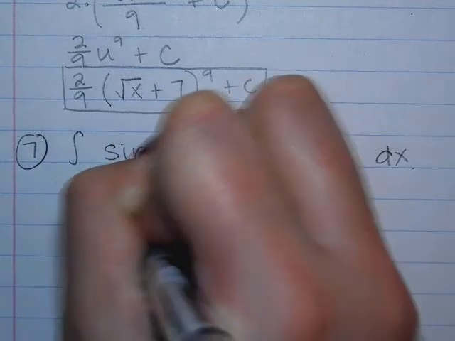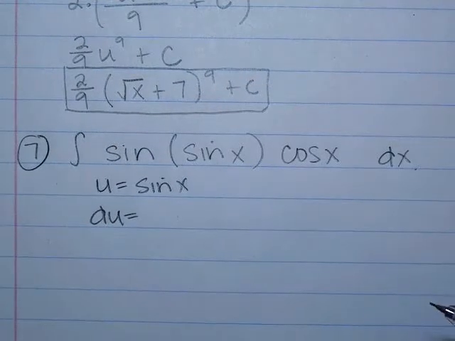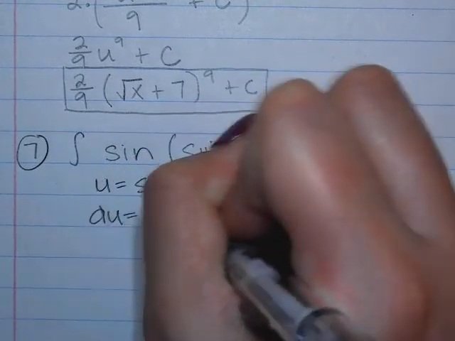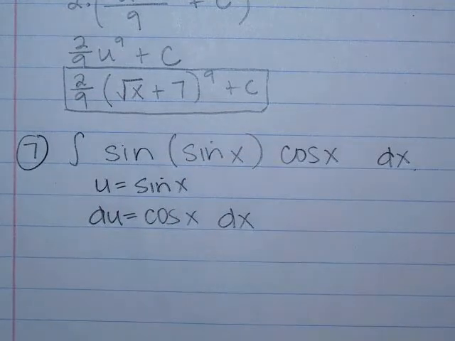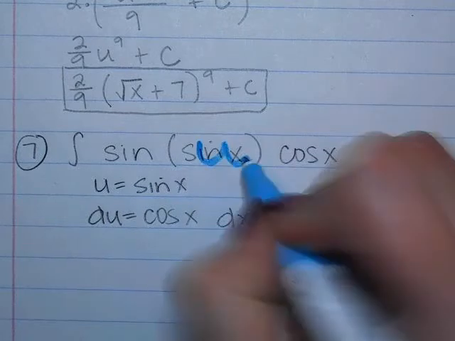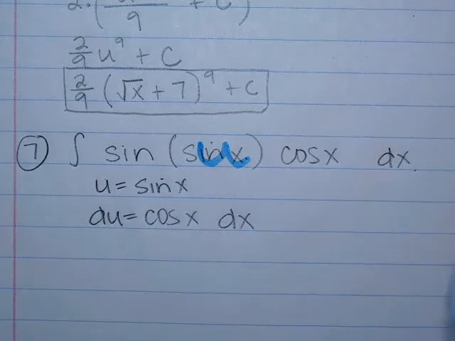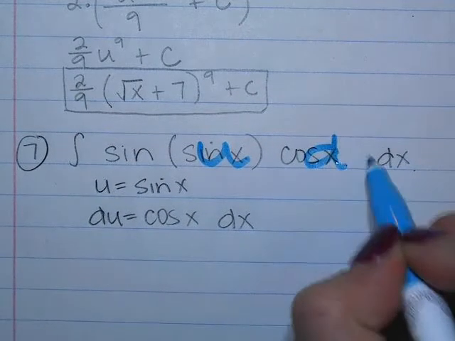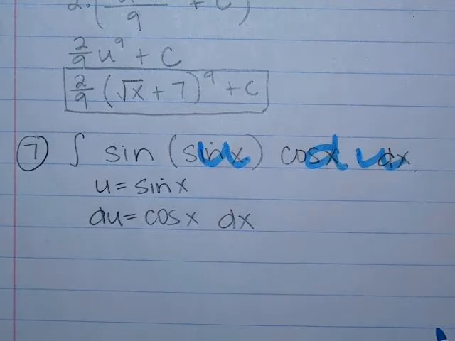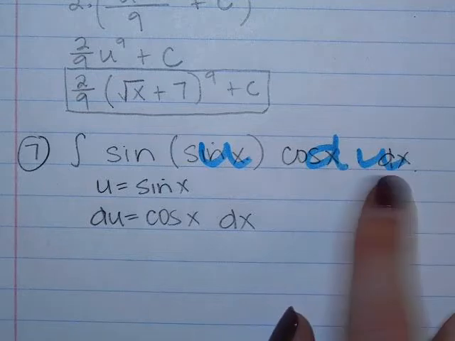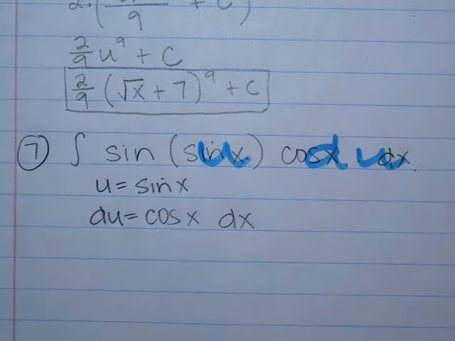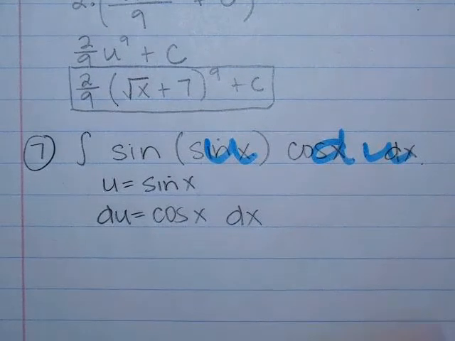The derivative of u is cos x dx, okay? And so I'm going to say that this right here is the u, and then this right here is du. Do we see that? This is u. This is the derivative of u. All right, so what are we integrating?